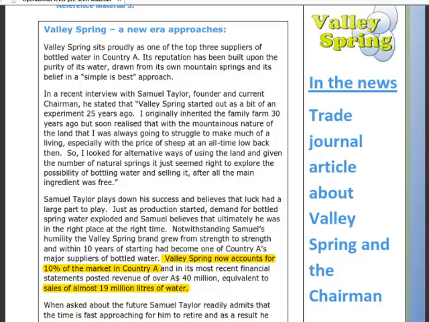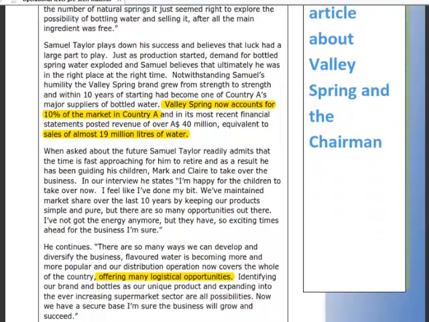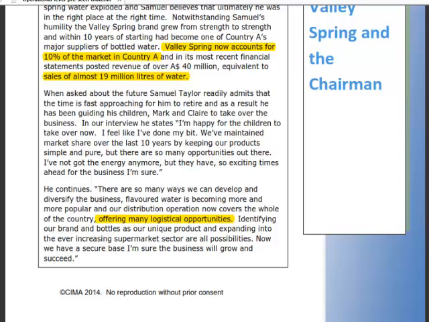So what we might want to do is just look at the things that might give rise to some change in direction or change in strategy that may be required to be implemented by you, the trainee accountant. So what I've just done is I've highlighted a couple of things in each of these pages. Valley Spring now accounts for 10% of the market in country A. In its most recent financial statements, it posted revenue over 40 million, equivalent to sales of almost 19 million litres of water.